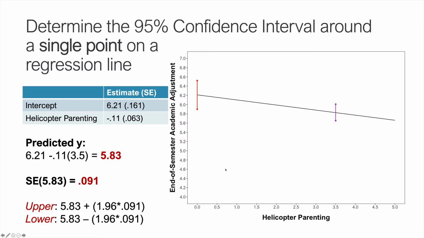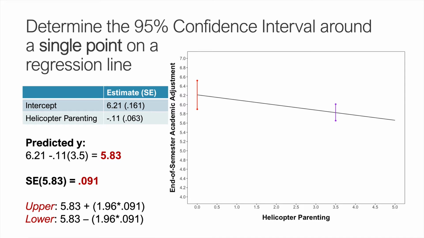Now that I know that value, we're going to figure out what the confidence interval is around my single point. So I've got predicted y. Well, I can calculate that by taking my regression coefficients: my intercept 6.21 minus the coefficient for the slope 0.11 multiplied by the value of x that's of interest, in this case 3.5. So my predicted value is 5.83. And my standard error, I just calculated on the previous slide. We know it to be 0.091. So now I just plug those values into my calculation for upper and lower limits of my confidence band. And those calculations will give me the limits that are shown in this purple line.